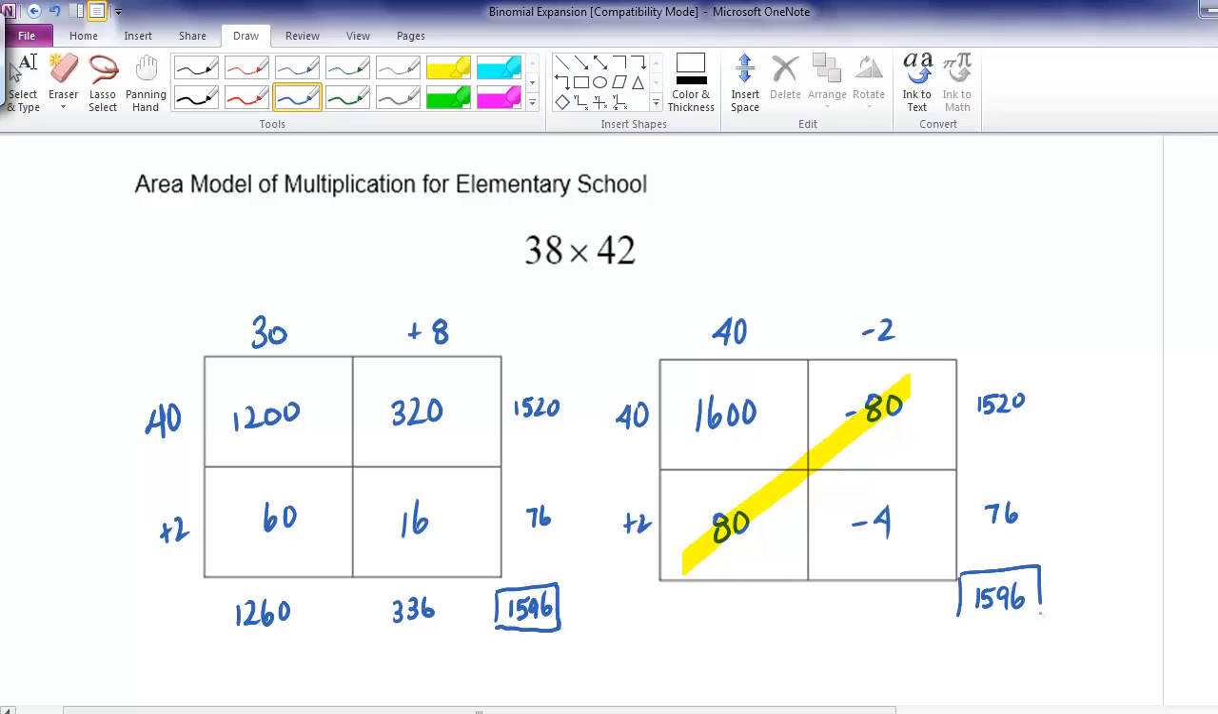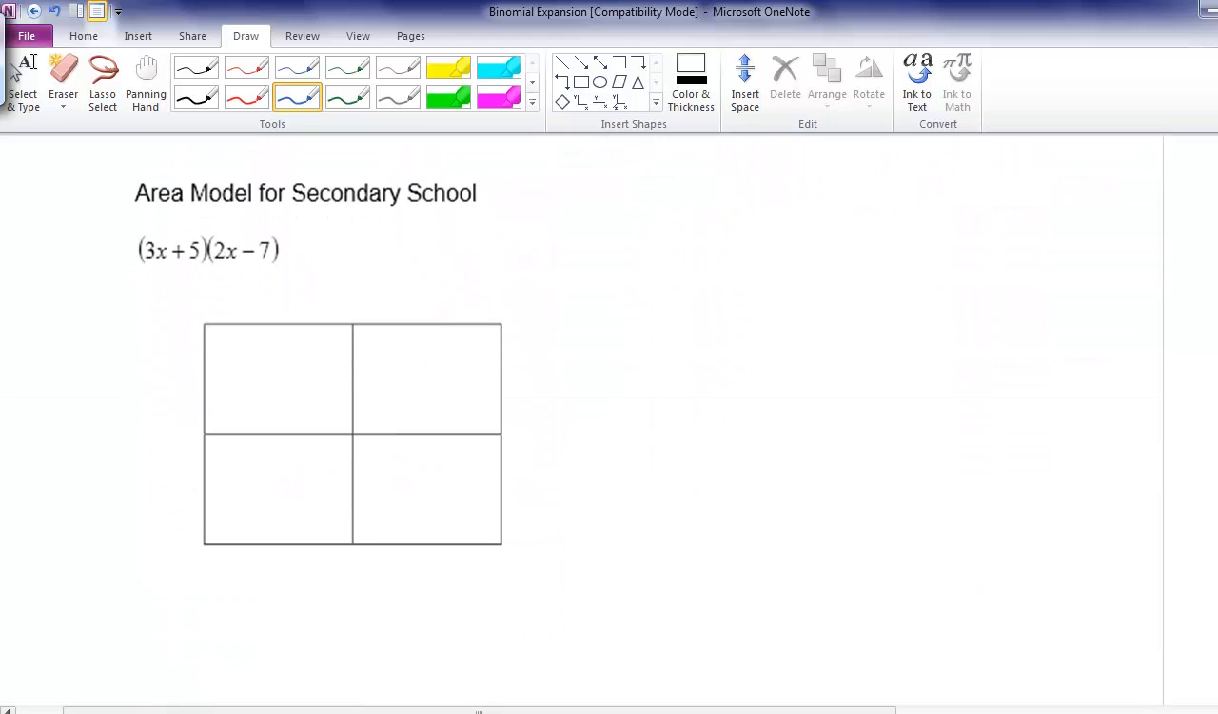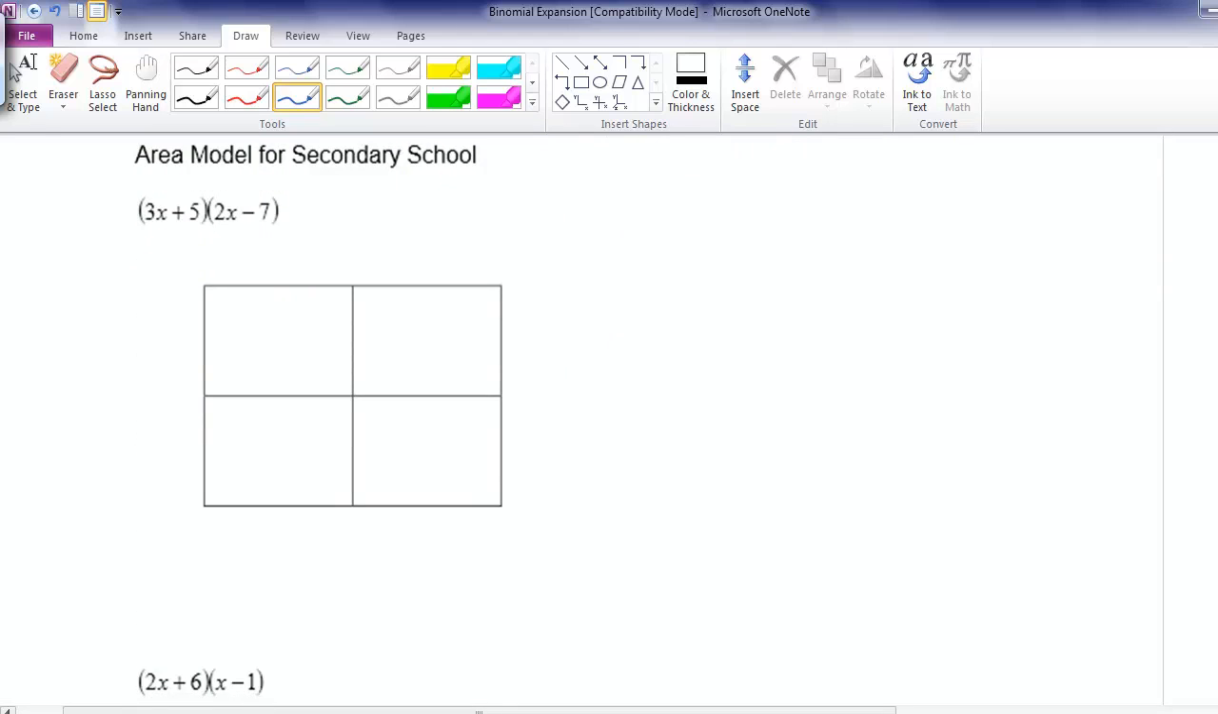Now, if it didn't work out nice like this, 1,600 minus 80 is that, and 80 minus 4 is this. Either way, we get the same answer, or we could add down, and then we're going to subtract. Either way, we're getting the same answer. So this area model of multiplication works nicely when we multiply binomials times binomials at elementary school, but it works really nicely at the high school level. So let's look at the stuff that we want to be able to do, things you may or may not have done last year. We're going to develop it based on multiplying binomials based on an area model.